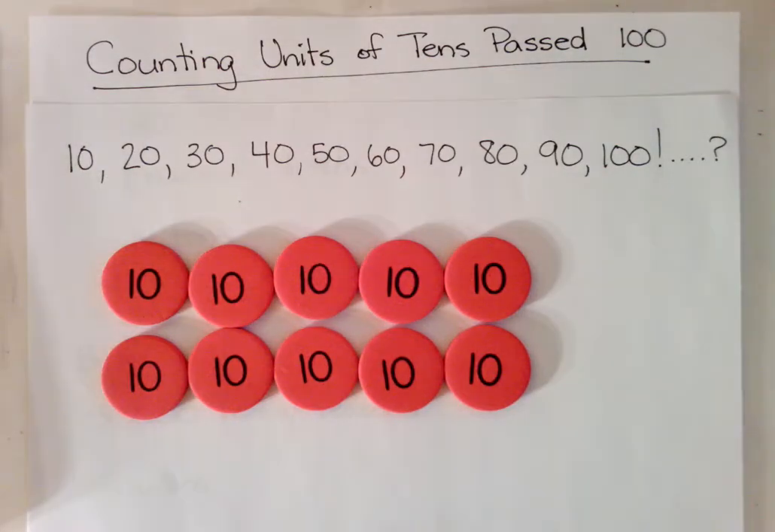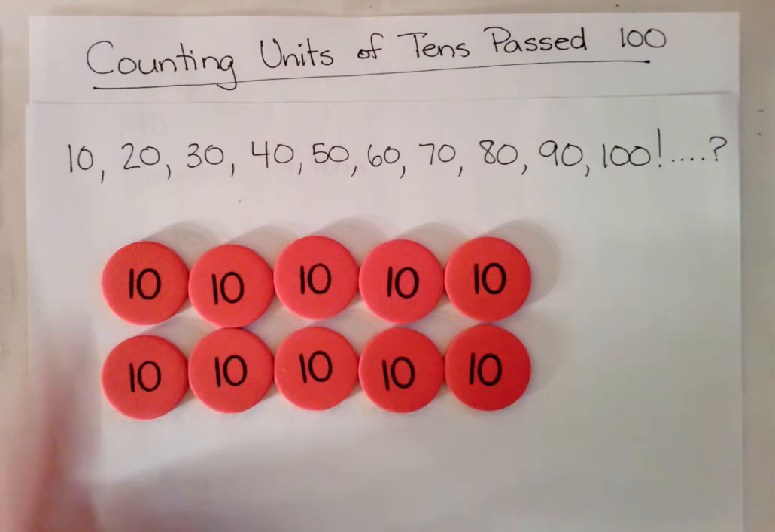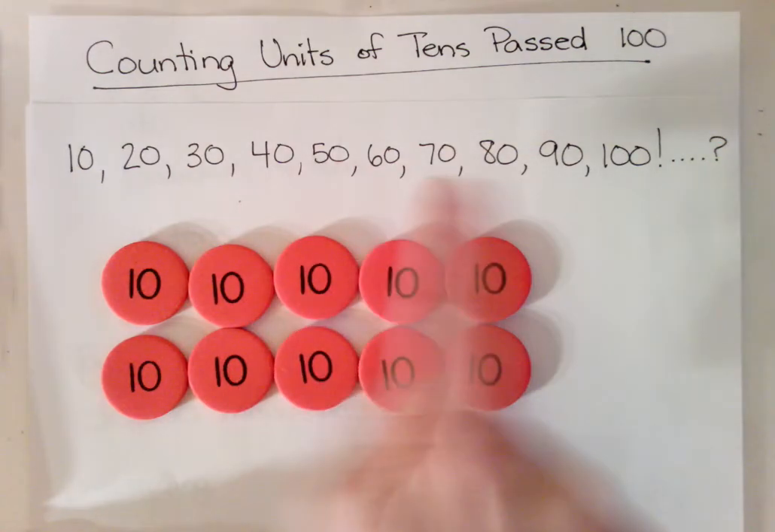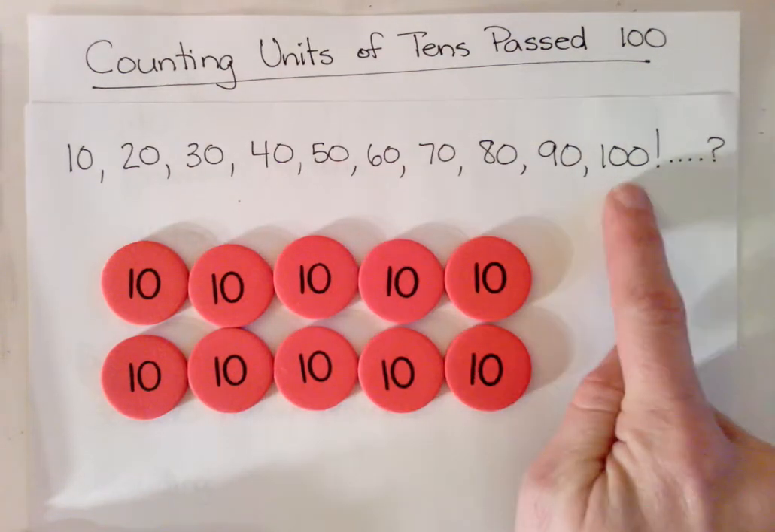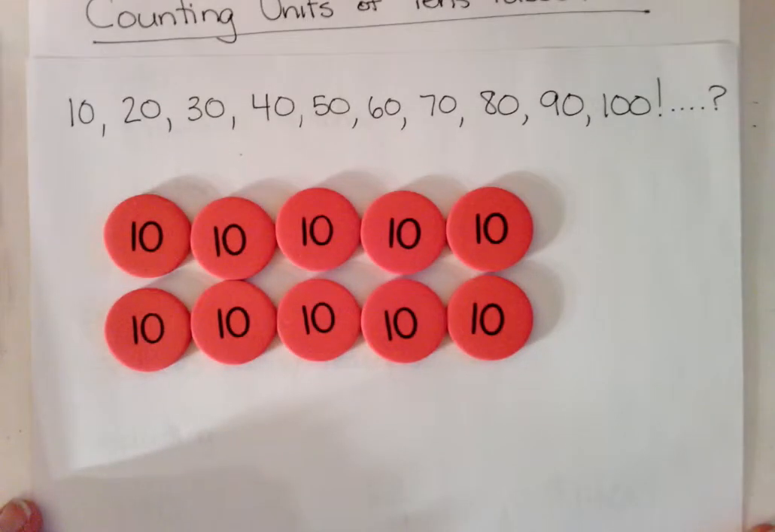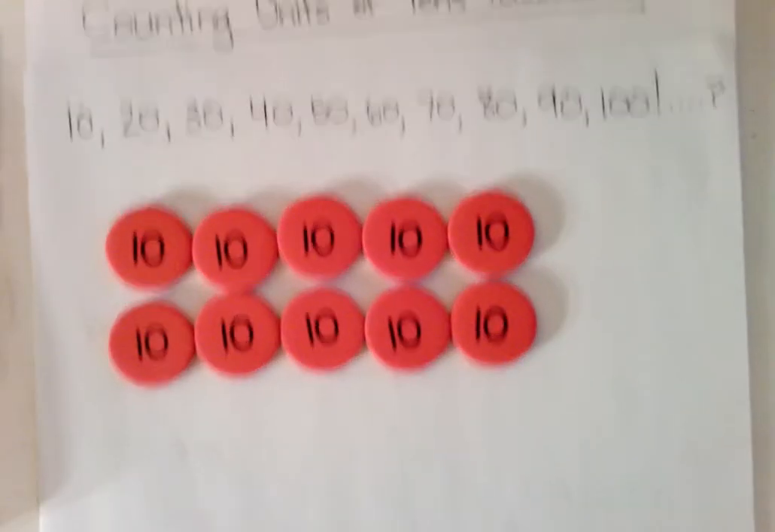Many students are great at counting units of tens to 100. In second grade, we're looking at counting units of tens past 100. So many students will know 10, 20, 30, 40, 50, 60, 70, 80, 90, 100. But what comes next? Some of that is simply counting by tens past 100.